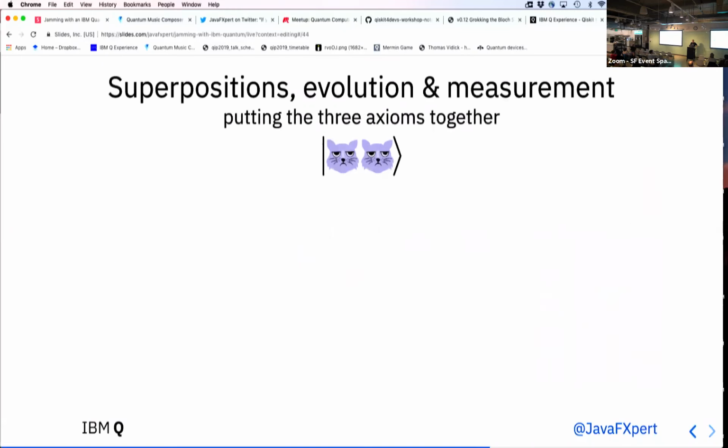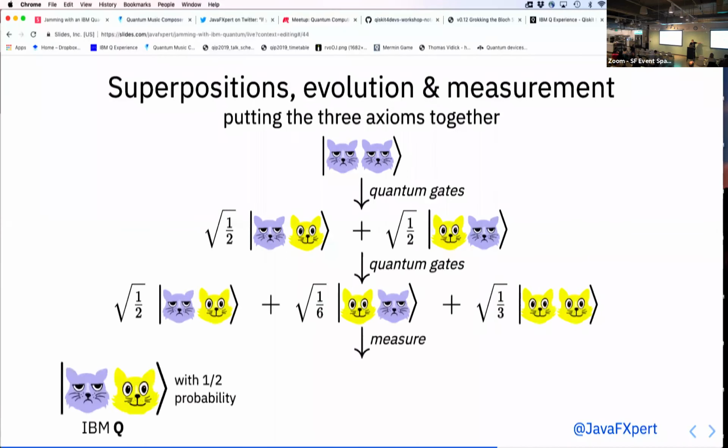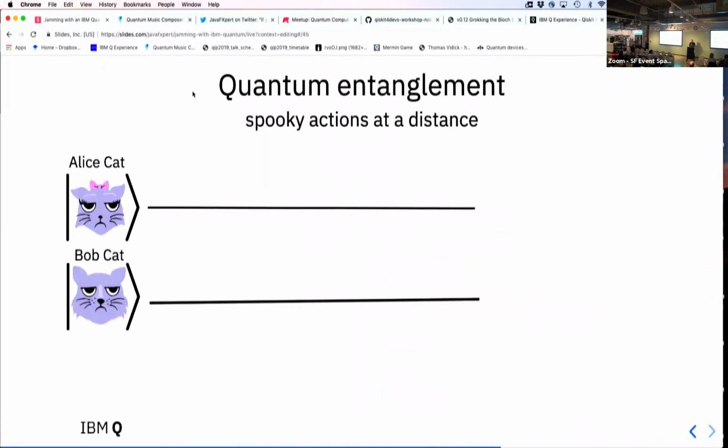Very well. So let's put it all together. We put the three axioms together. We have a couple cats. We run them through some quantum gates. We end up with some states. And then we measure this state with 1/2 probability. I won't beat a dead cat here. I'll just go ahead. And so now that was the axioms of quantum mechanics.